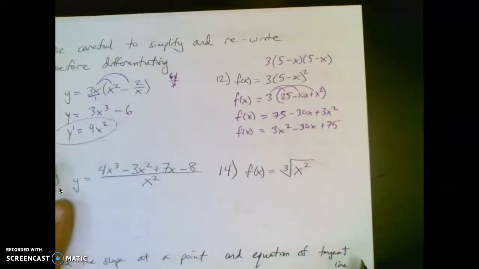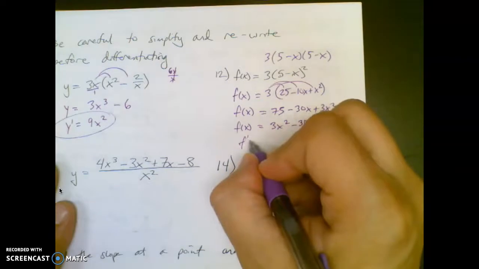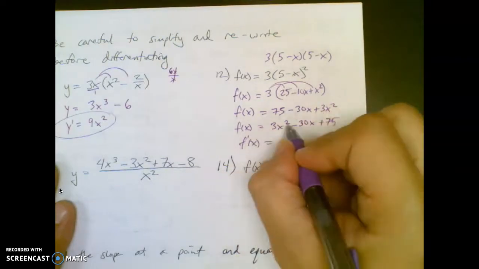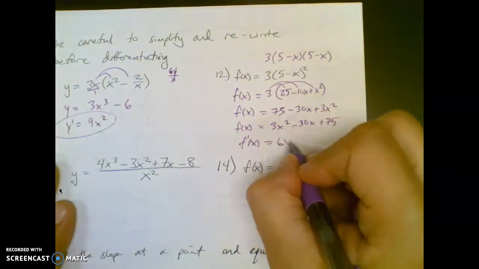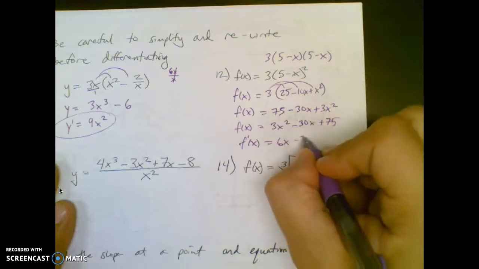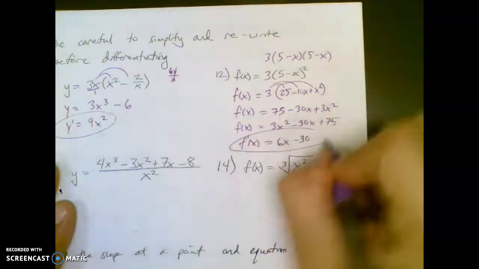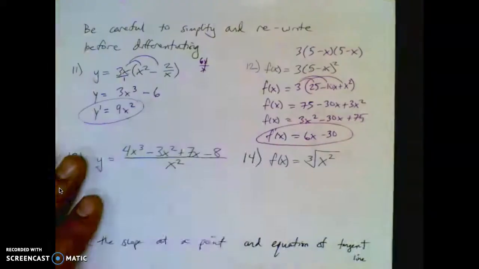Okay, and then we do this. Now you use your rule. You take the old power in front, and you knock it down 1. That's the slope of the original line.